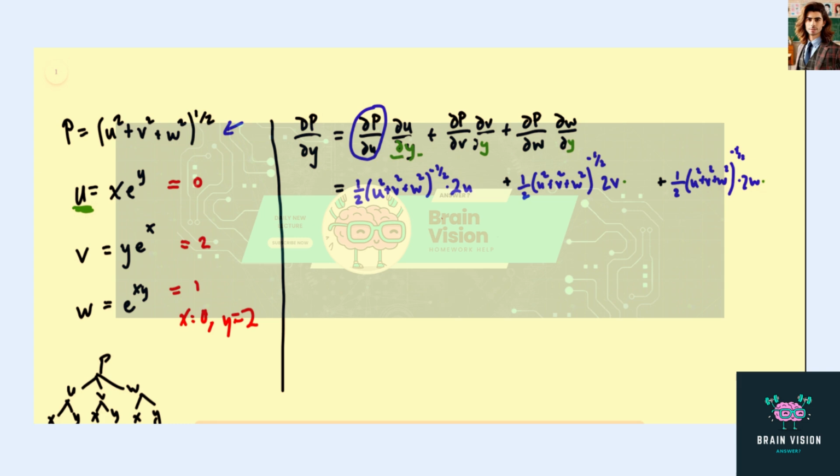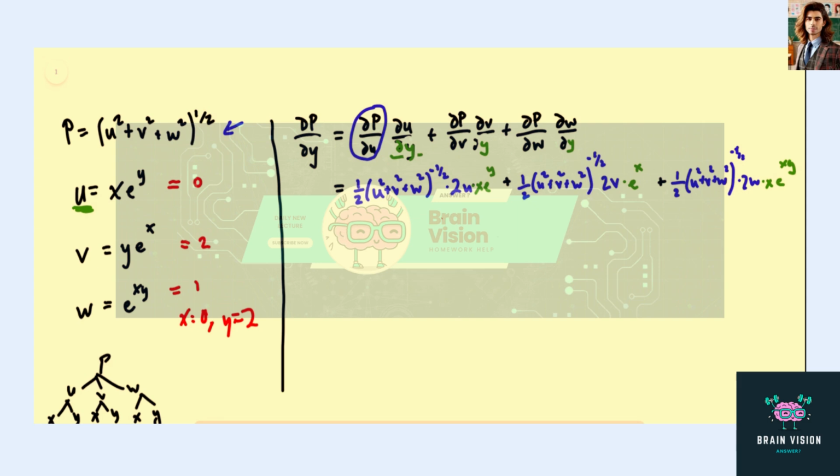Okay, so the partial of u with respect to y. Let's look. So x is like a constant, so we will get x e to the y. Good. Partial of v with respect to y. This time x is the constant there. Good. And then finally, the partial of w with respect to y. Well, if x is the constant, then by the chain rule, we get x e to the xy.